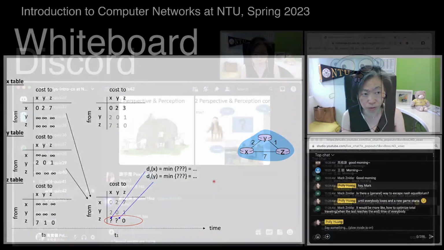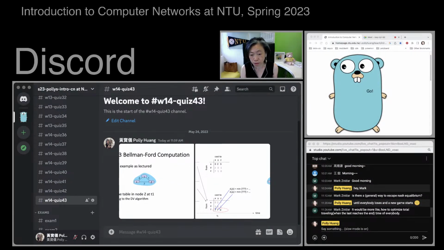So let's go to Discord, channel W14, quiz 43. You have 5 minutes to work on this one. Again, if you find it easier to write the derivation on a piece of paper, take a picture of that. Okay, let's start counting time, 5 minutes.